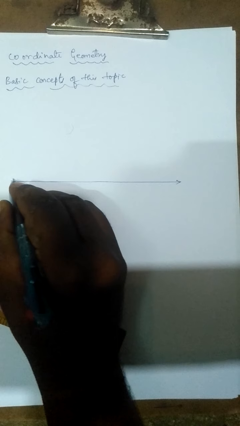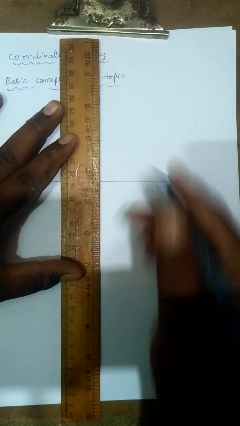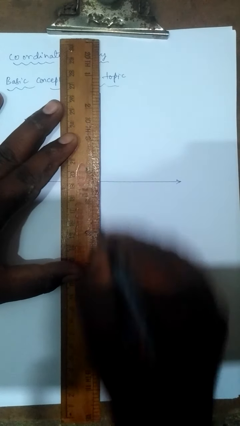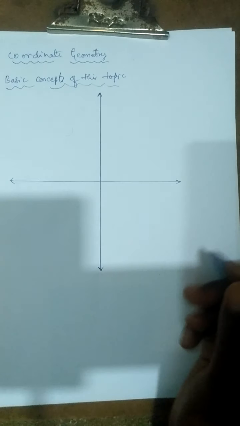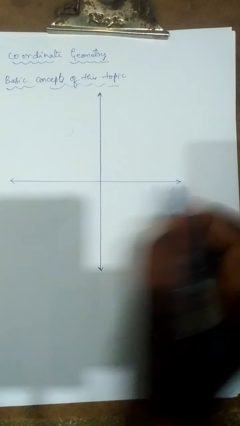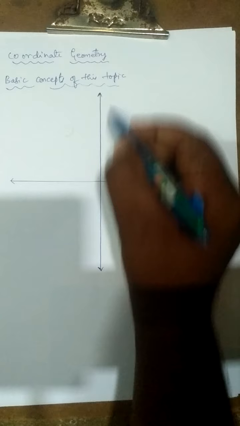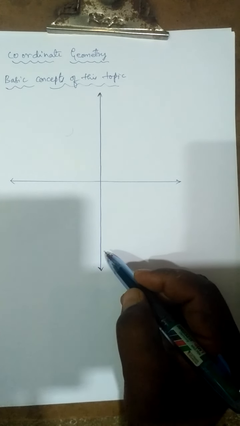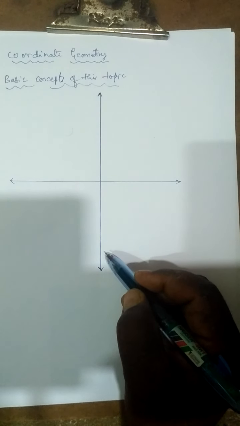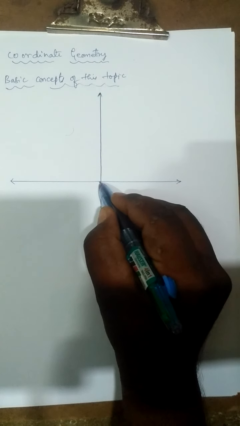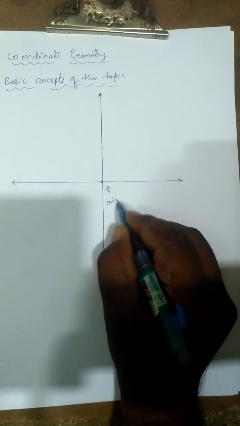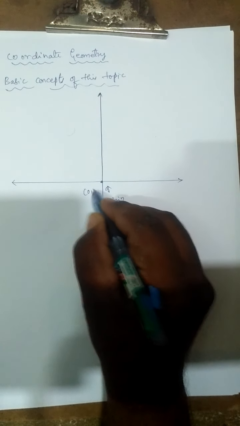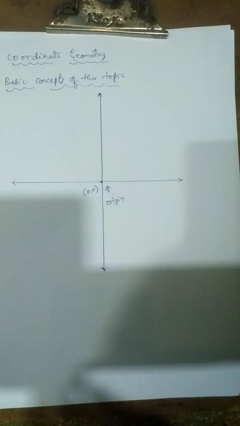This is called the horizontal axis, and another axis will be perpendicular to this horizontal axis. This is called the vertical axis, where the horizontal axis and vertical axis are perpendicular to each other, and both meet at a point. That point we are going to call the origin. Here the coordinates will be 0, 0.